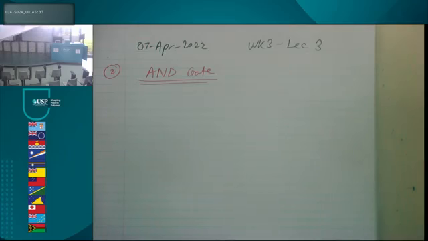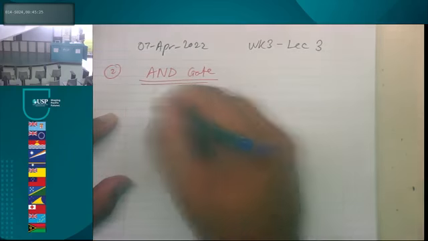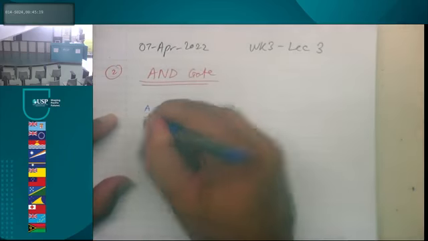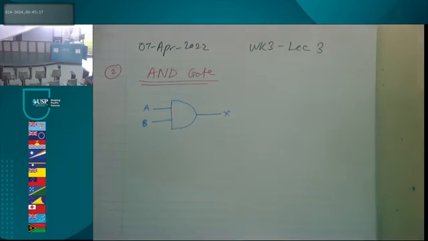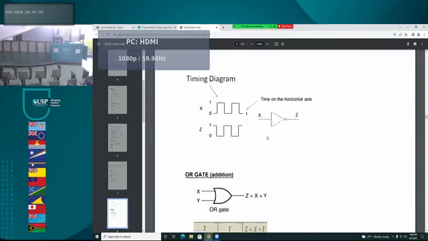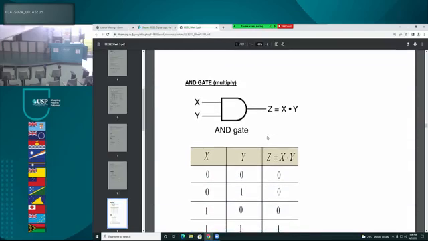So let's have a look at the circuit, the logic symbol. That is the logic symbol. Let me flip over quickly to the PC. That was my hand-drawn symbol. Let me show you the logic symbol. There we go. That's an AND gate, nice and rounded.